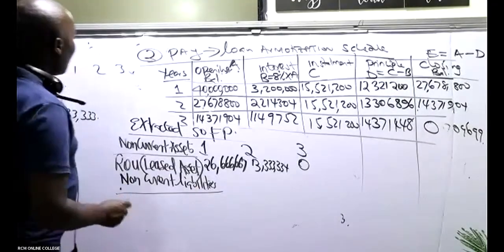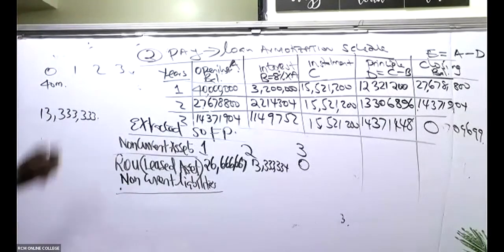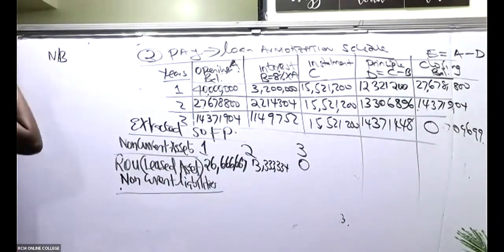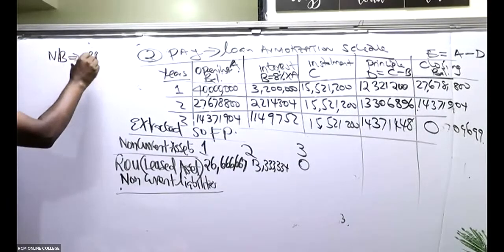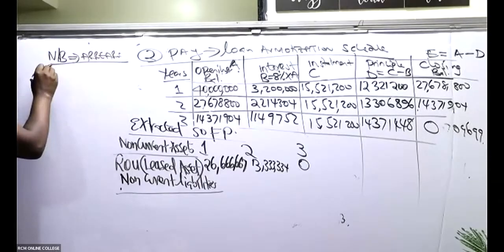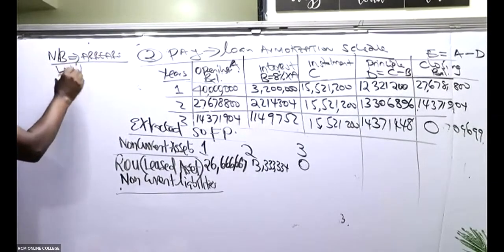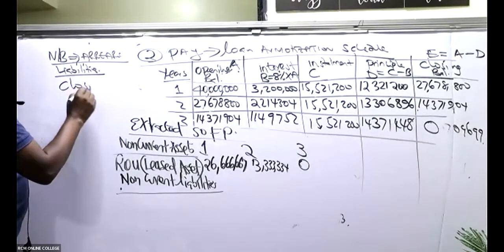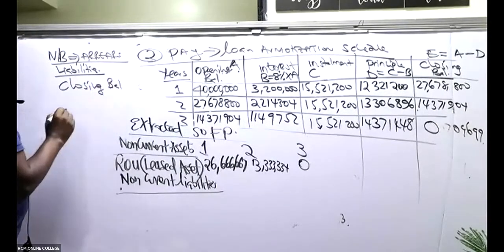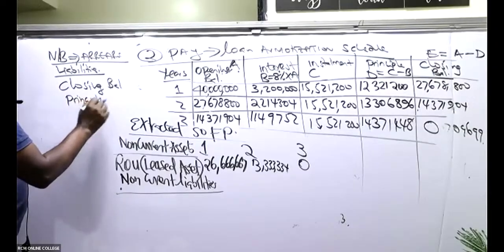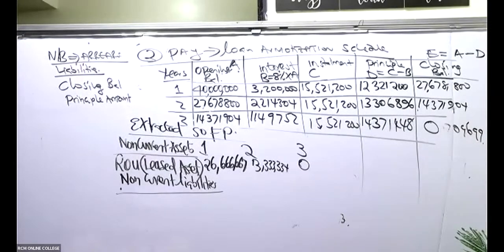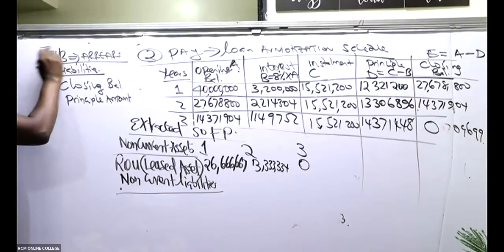Non-current liabilities. So then remember, here you must state a note. You must go there and give us a note. So what is the note? If payments are done in arrears, in terms of liabilities, we shall always pick the closing balance, and the principal amounts. Closing balance under the principal amount. These are very, very important note. Please write it in full like this.